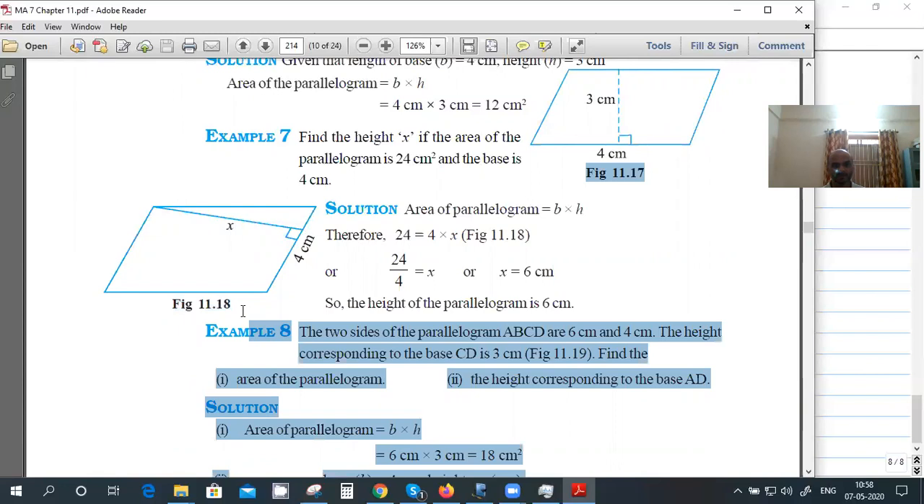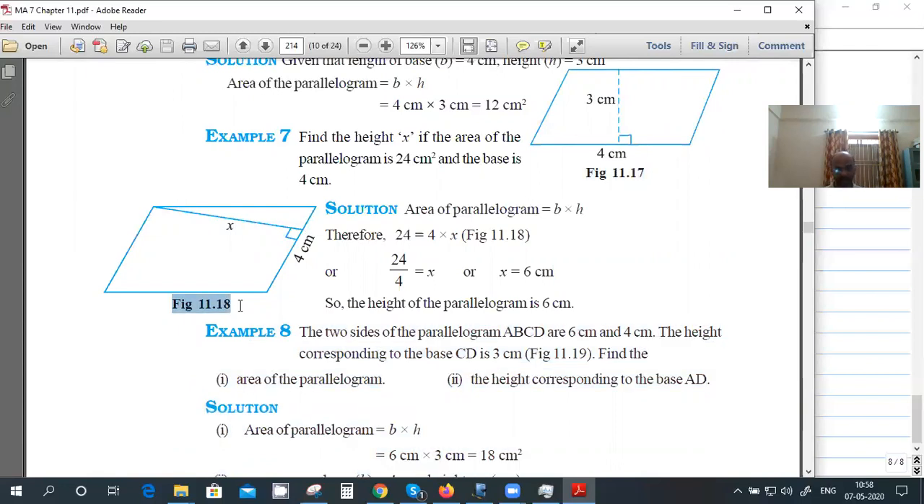Here in this figure, what is the base? Base is how much? See, the altitude is the one which will make 90 degrees with the base. Okay, the base is 4 centimeters. Altitude, height, what is the height? So it's not given. X, right? It's marked as X. Yes, sir. Okay, so the height will make 90 degrees with the base. From that, you have to decide which is the base.